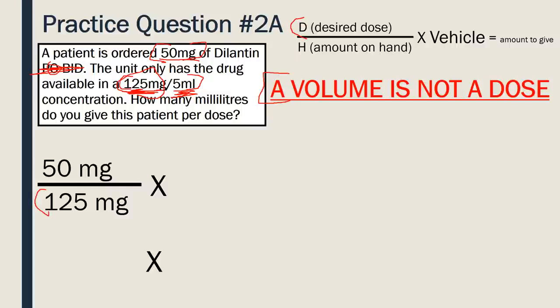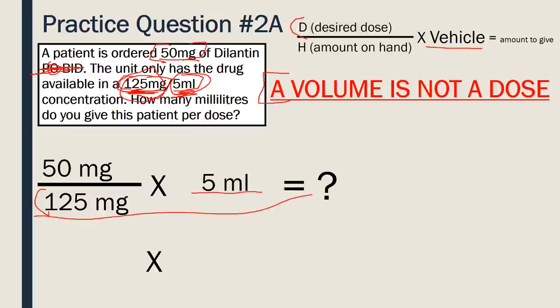Now, the vehicle. The vehicle is a little bit different than the last question we did, where it was simply tablets. Tablets or capsules, that's an easy way of doing it. But this is milliliters, and that's what we're going to put under this vehicle section where we multiply by the vehicle. We're going to put 5 milliliters. That's where this 125 milligrams is in the 5 milliliters of fluid. So now let's do this math and solve this question.